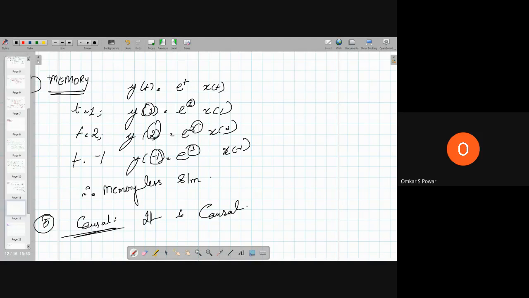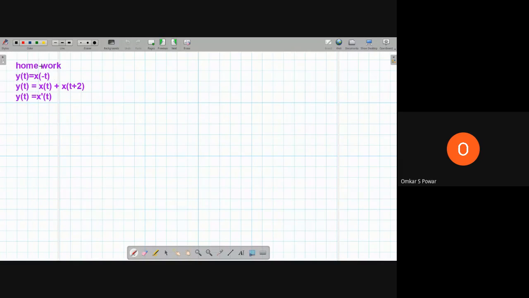So after I solve the problem, what will I give you? Homework problem. So this is your third homework problem. y of t is equal to x of minus t. So I can say that it is linear. I will give the hint: it is time variant, it is stable, and it has memory. It is non-causal.